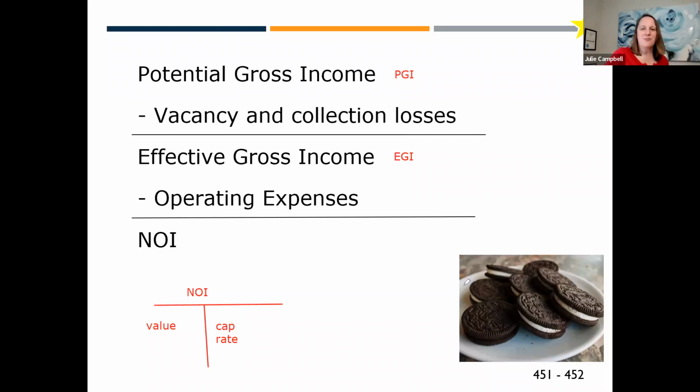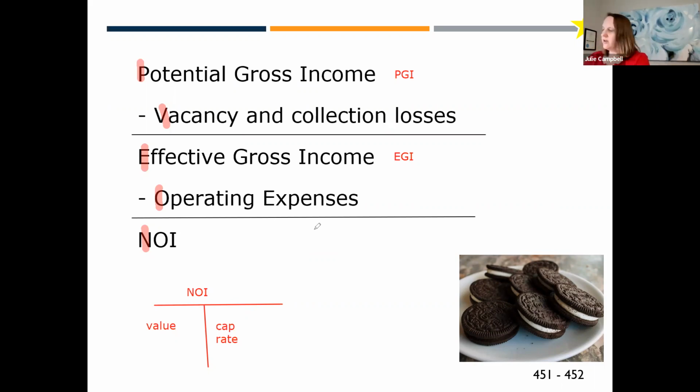One way that students like to remember is thinking about Oreos. If we look at the first letters in the formula, this helps you with order. If you can remember, poor Violet eats Oreos nightly, that'll help you remember the order of this formula. I personally don't think Violet's doing too bad if she's eating Oreos every night. But poor Violet eats Oreos nightly, and that helps us remember the order of the formula. PGI minus vacancy gives us our EGI, minus operating expenses gives us our NOI. Once we solve for our NOI, we can find value or the capitalization rate.